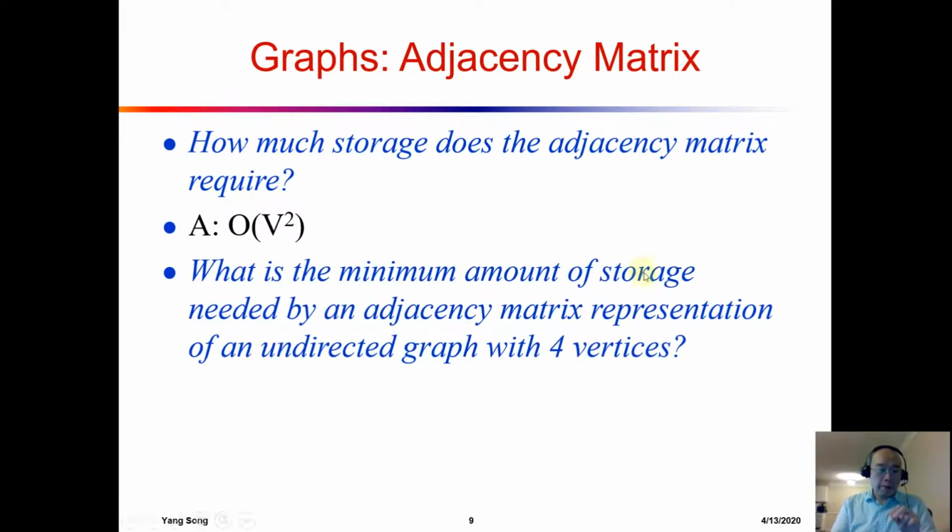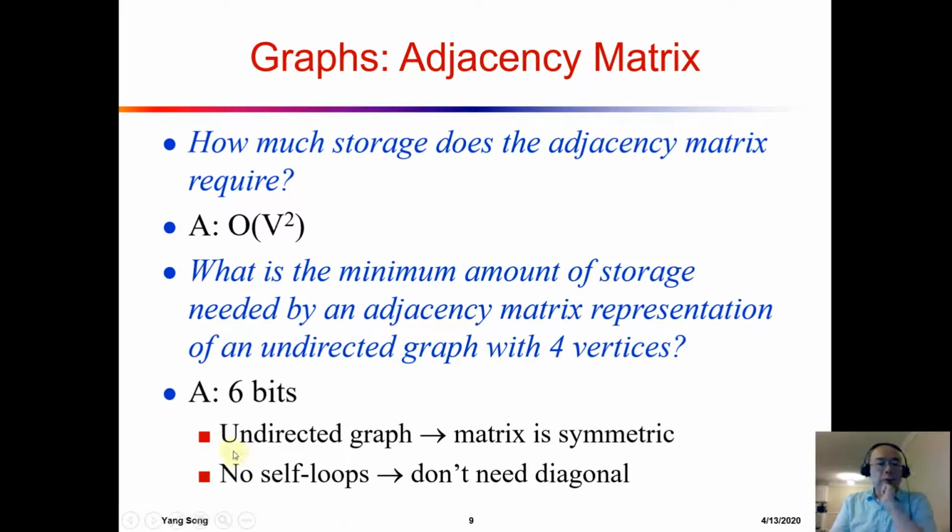Okay, so the next part, what is the minimum amount of storage needed if we just want an adjacency matrix representing an undirected graph? So for an undirected graph, the edge between u and v is the same as the edge between v and u, right? So the matrix is symmetric. If it is symmetric, we only need to store half of that.